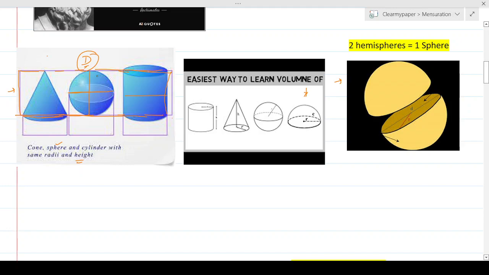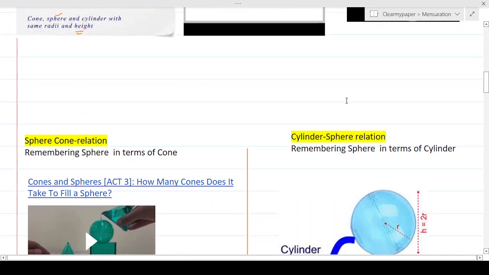So you just have to remember that nuance, that the height of all the objects is the same. Height is nothing but the same as the diameter of the sphere, and each shape has the same radius or diameter over here. If you see this one, this one, and this one, just remembering that nuance will make the context very easy.